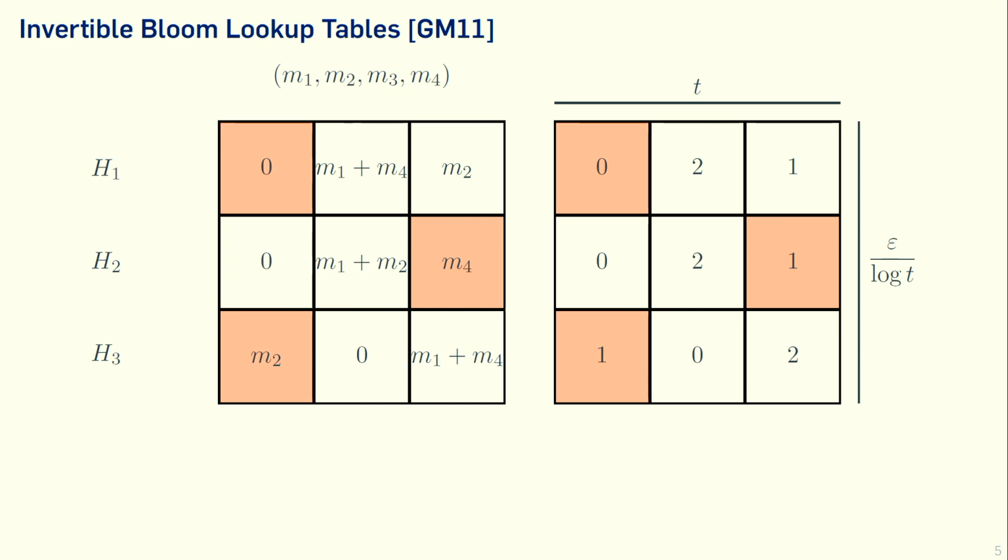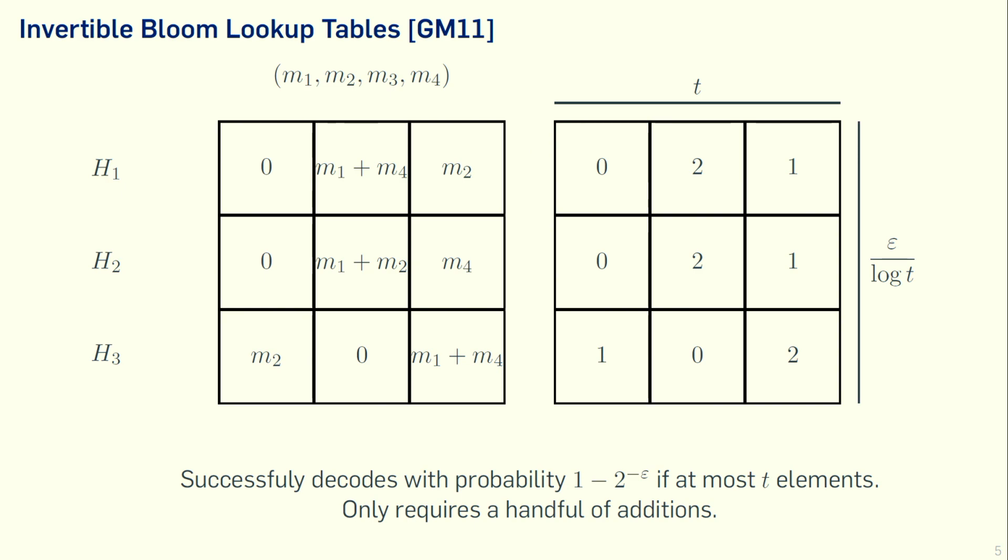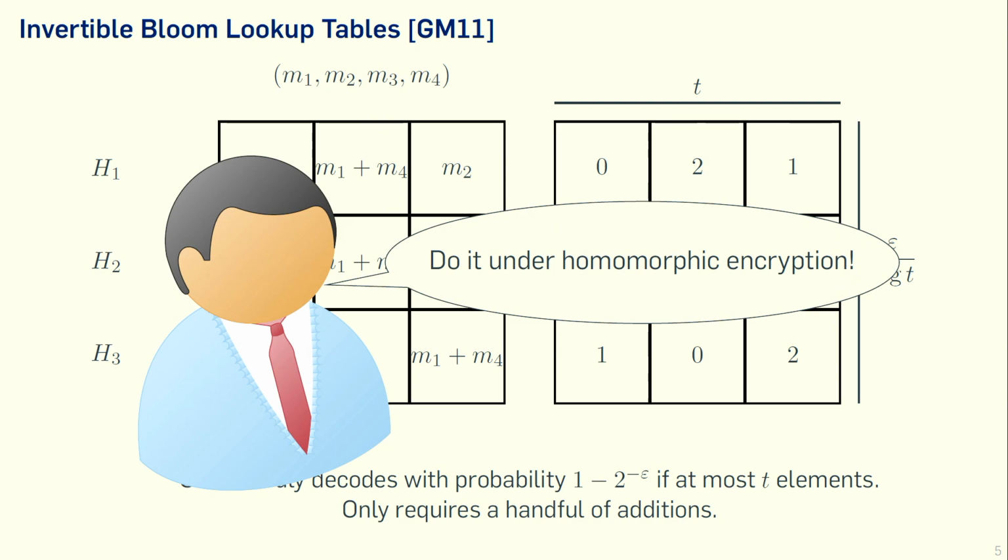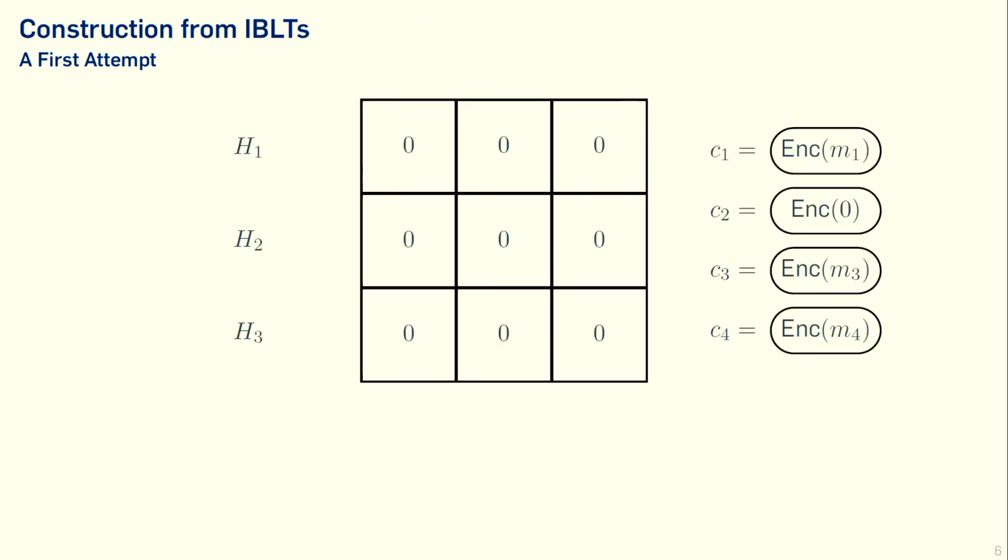So why is this helpful? First of all, this successfully decodes with probability 1 minus 2 to the minus epsilon if there are at most t elements in there. And this only requires addition, and not particularly many of them. So the idea is now, can't we just do this under homomorphic encryption? The idea being that if we insert a very long list of messages, but most of them are 0, into this value matrix, it is the same as if we had not inserted those 0 values at all, as if we just inserted a small number, say t, of non-zero values.